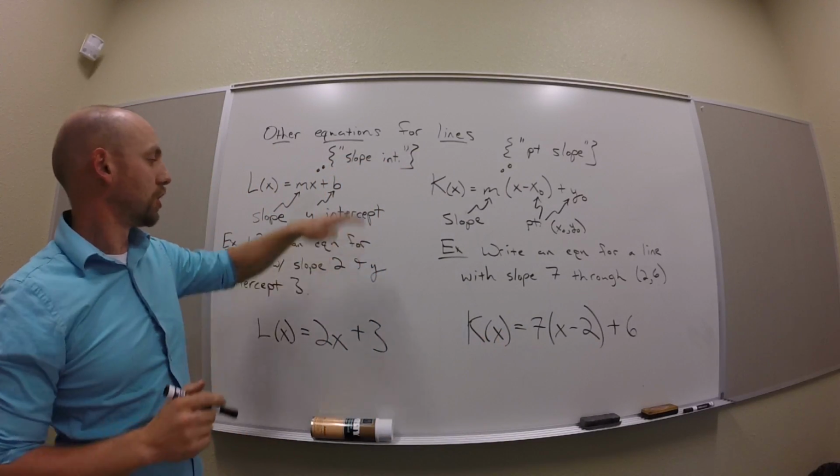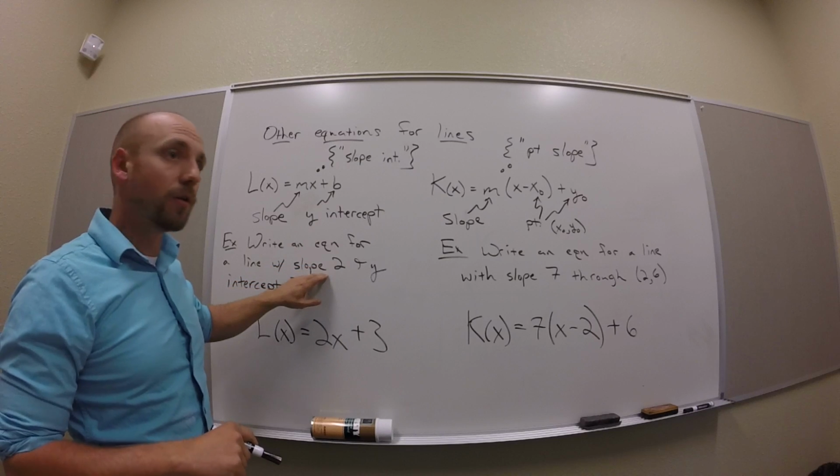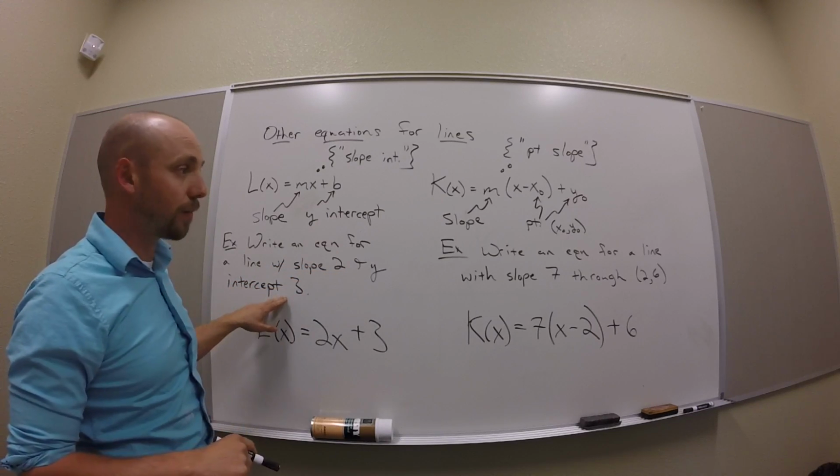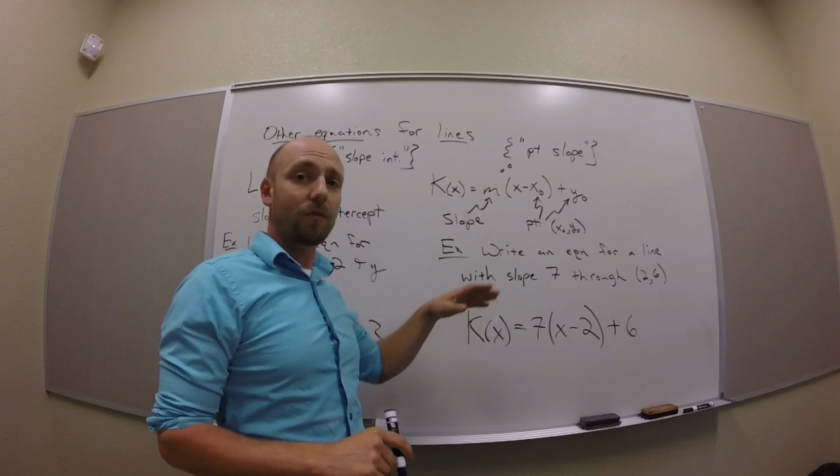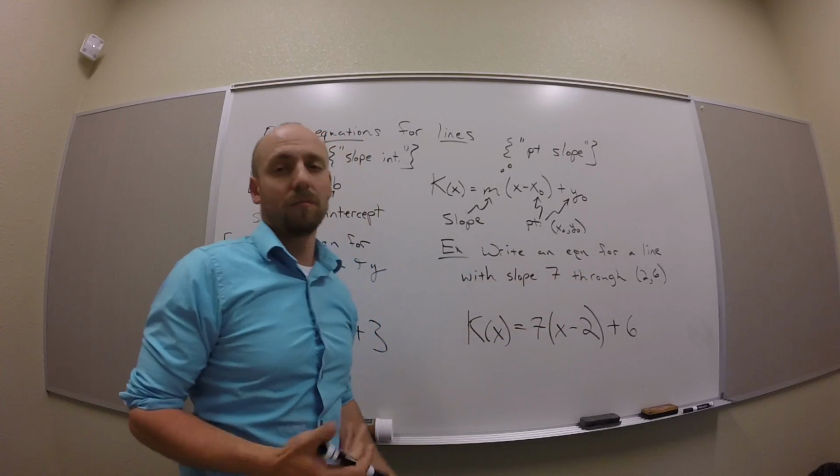So slope-intercept form is good when I know a slope and an intercept. And point-slope form is good when I know a slope and a point. There you go.